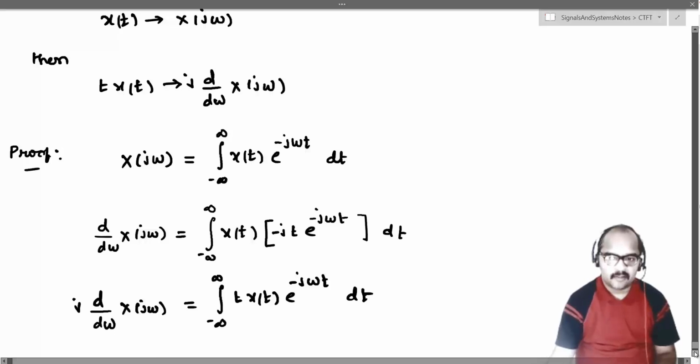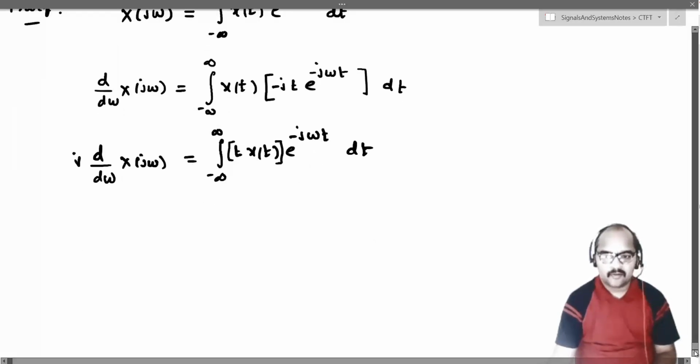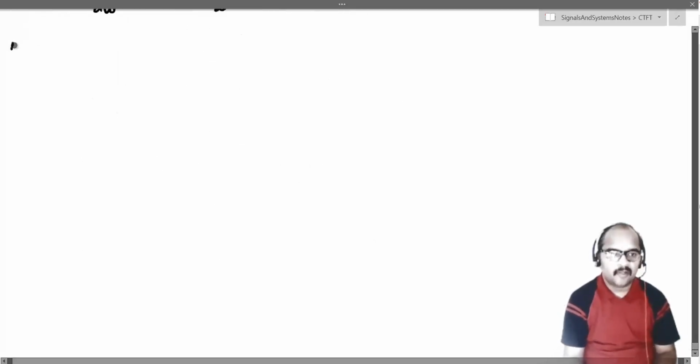So this implies what? This is looking like the Fourier transform of which signal? t x of t. So the Fourier transform of t x of t is given by j times d by d omega of x of j omega. So that completes the proof. Okay, so we will take a few examples. Let us take the first example.